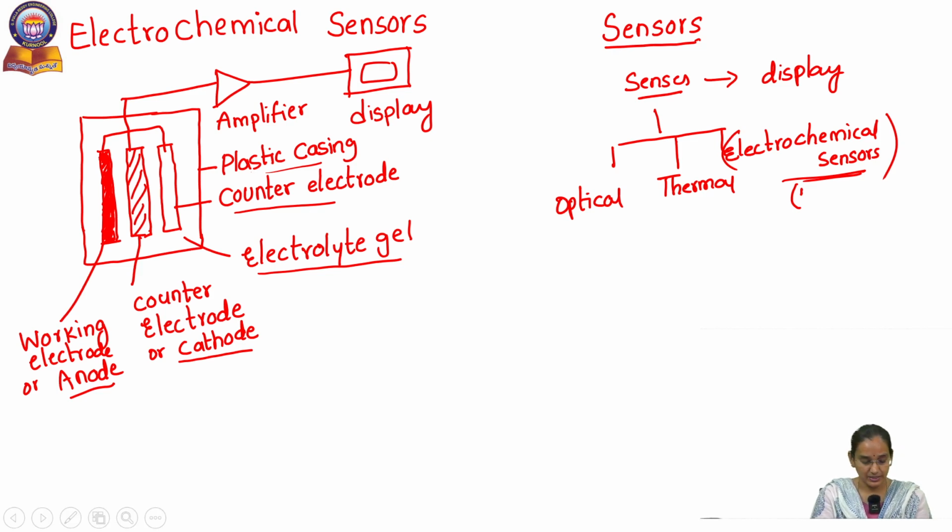If we can detect any change in the current or conductance or potential, the amplifier amplifies the difference and it will be displayed in the display.